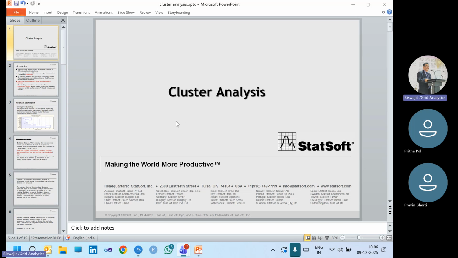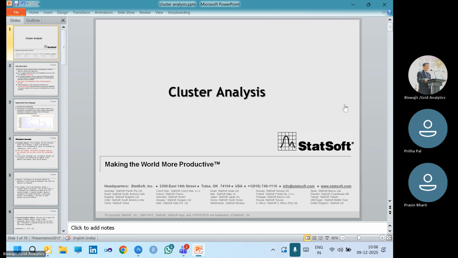So today we will be talking about the cluster analysis. Right. So before getting started, let me give you a brief foundation or introduction of the cluster analysis.